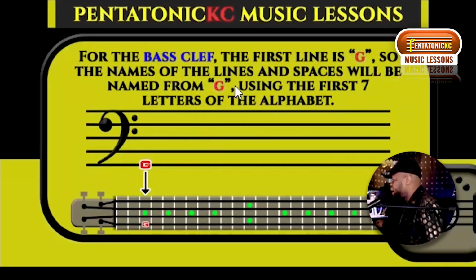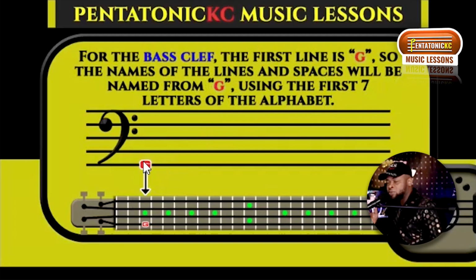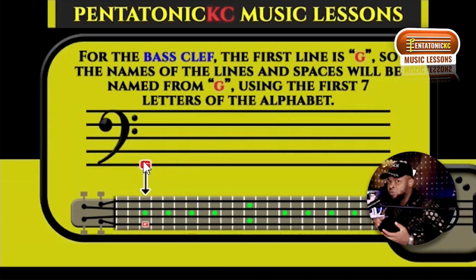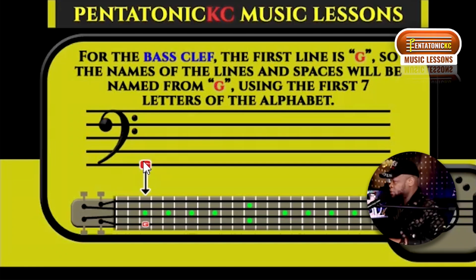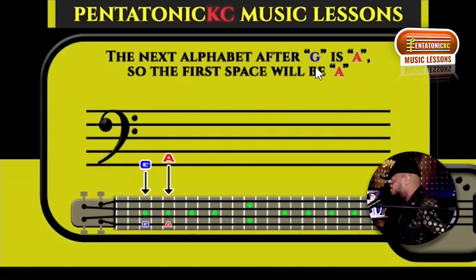So the names of the lines and spaces will be named from G using the first 7 letters of the alphabet. So take note, initially going over that alphabet, we said you have to use A, B, C, D, E, F, G, A, B, C, D, E, F, G repeatedly like that when ascending. So in this case, since we're already on G, you have to look at your alphabet. We have A, B, C, D, E, F, G. So after G, what do we have? Go back to A. Yes, you're right. So the next alphabet after G is A.